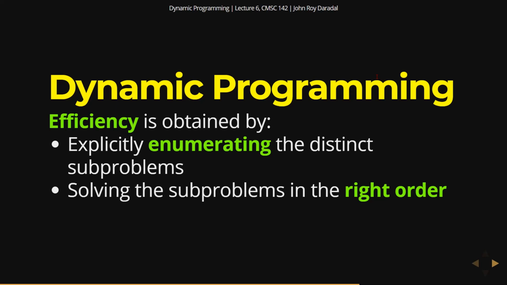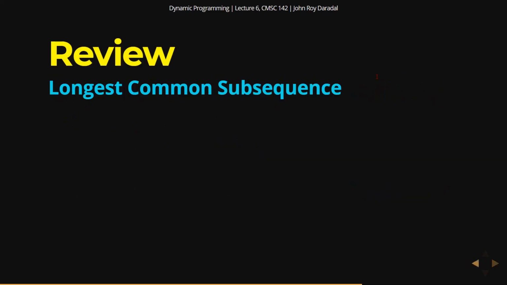Okay, so that is how it gets its efficiency. You arrange the sub-problems in the correct order and solve them in that proper order so that it's easier to compute. Okay, so this is where we'll end part 2 of dynamic programming for now.